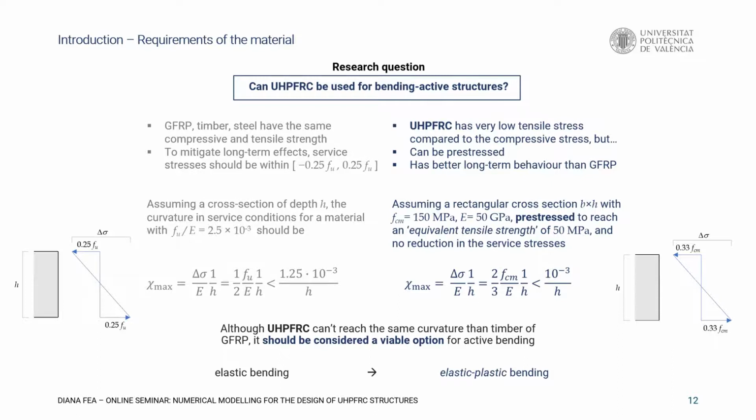Maybe not so high, but it is at least comparable. So we see that UHPFRC should be considered a viable option to activate the bending of very slender flexural members. Now, what can we do with this?